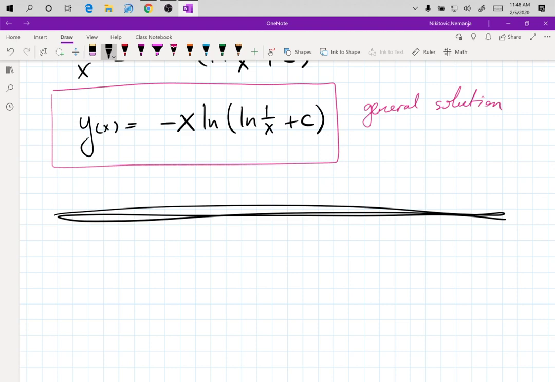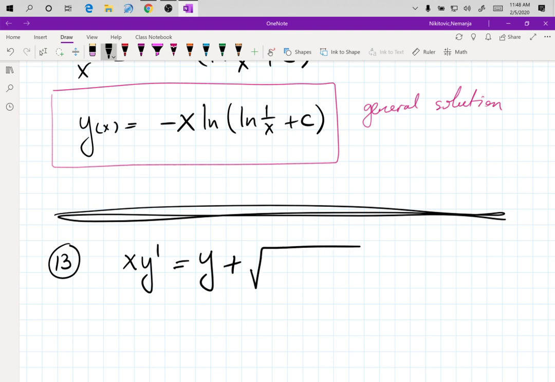All right, you're gonna love this. Let's go. How about problem 13? Lock the doors. X times y prime equals y plus, everyone's like, yep, easy, square root of x squared plus y squared.